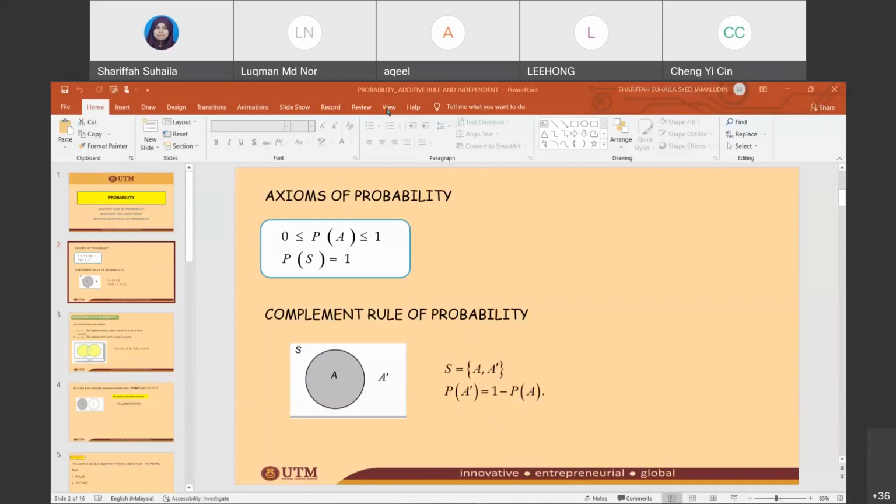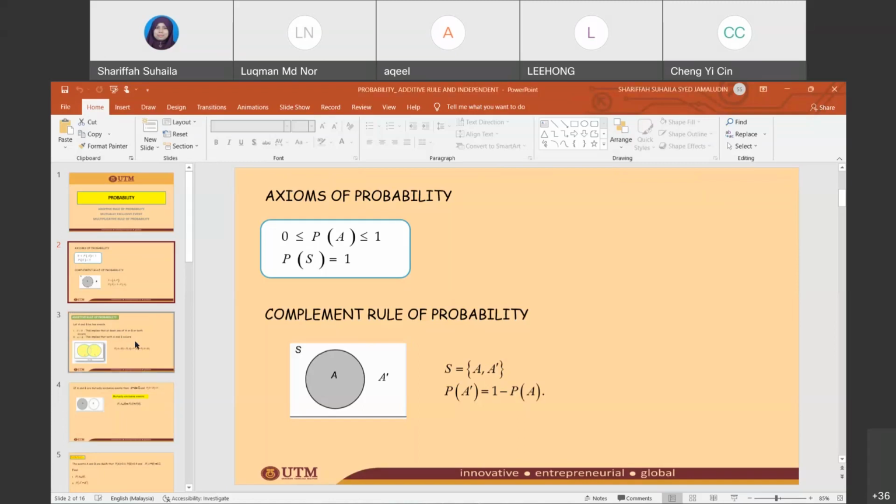So again, the concept, we already mentioned before this. The axioms of probability: probability is between 0 and 1, including 0 and 1. The total probability of your sample space must equal 1. In the complement rule, in our set we have A and A prime. So the probability of A prime is just 1 minus the probability of A. That is the complement.